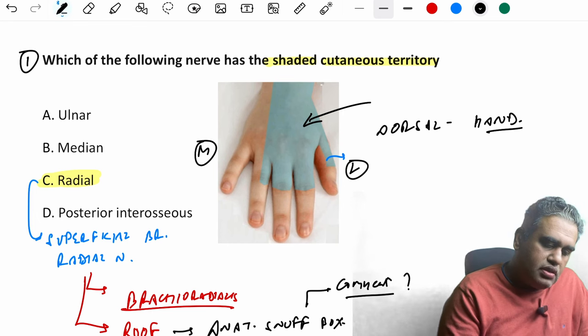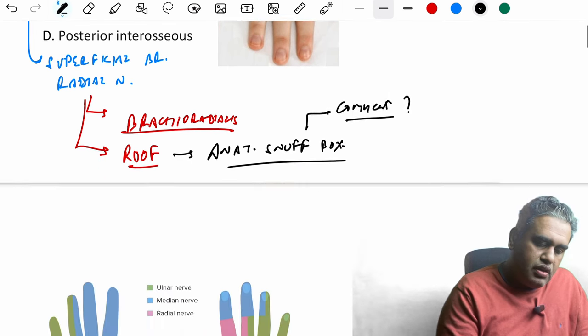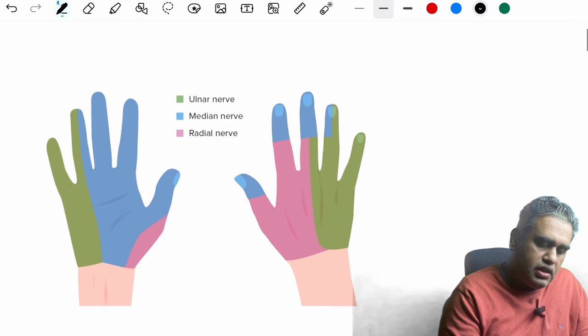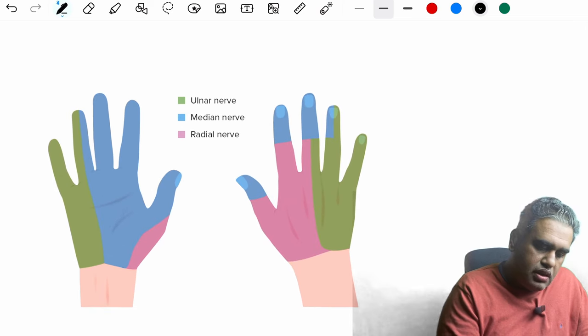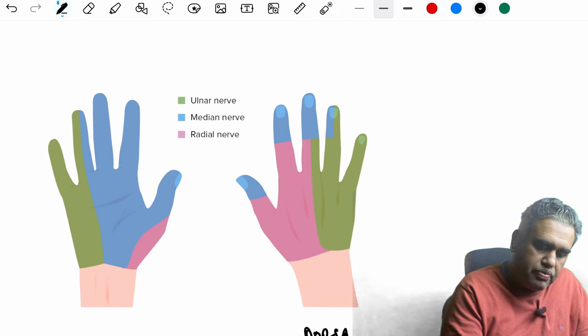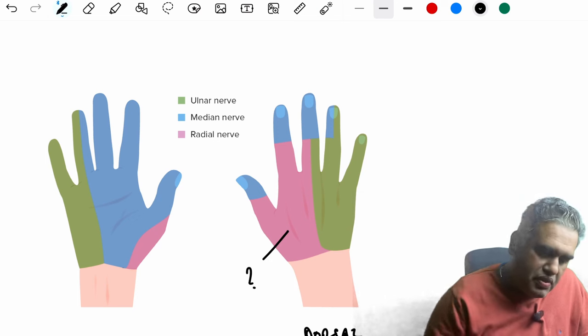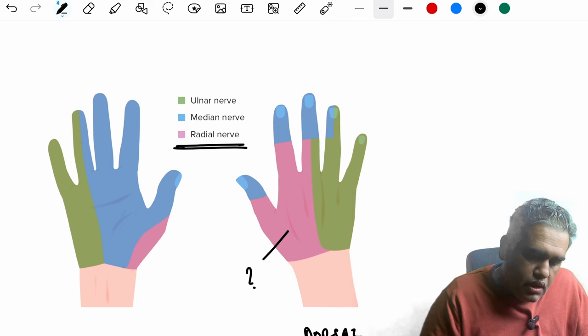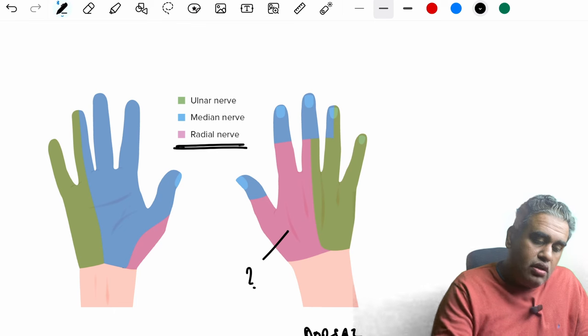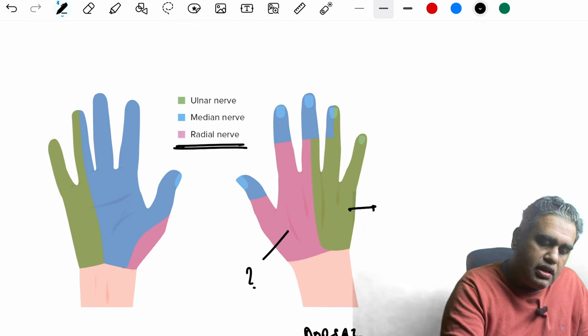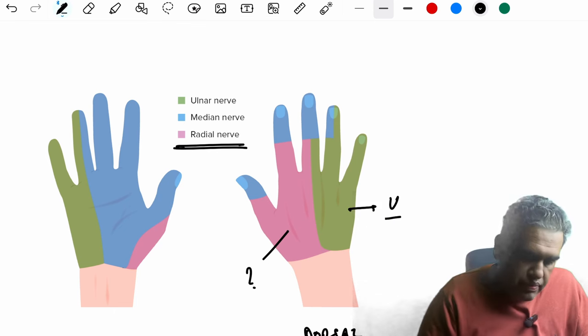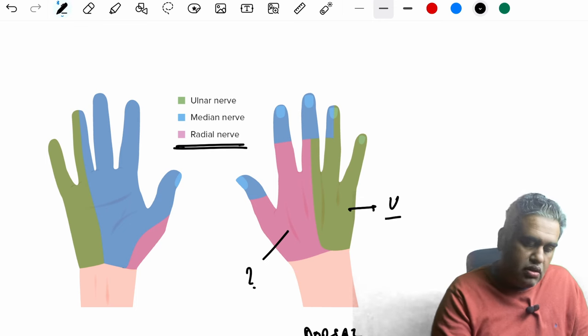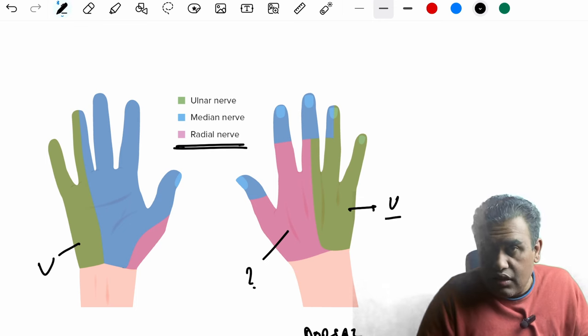Now regarding the other nerves, we will see a few images as well over here. If we go to this side, this image is showing us two things. The image here is from the palmar aspect of the hand, and this is the dorsal aspect of the hand. The question which they asked was about this particular area, right? And here you can see this is from the radial nerve branch, the superficial branch of the radial nerve. But remember, they can answer this as well. On the medial side, this green color is actually our U for the ulnar nerve. If you go on the palmar aspect, then also on the medial aspect, you have the U for the ulnar nerve.